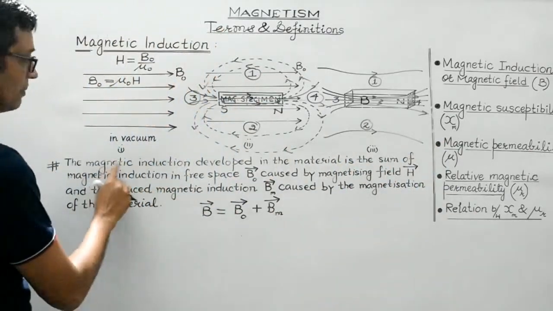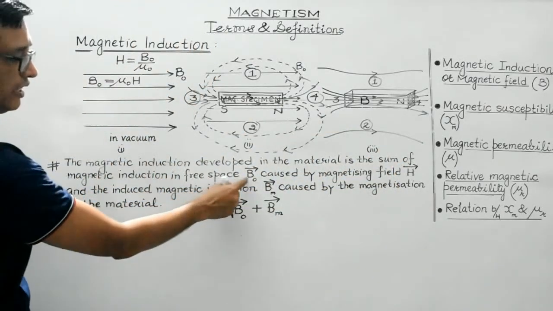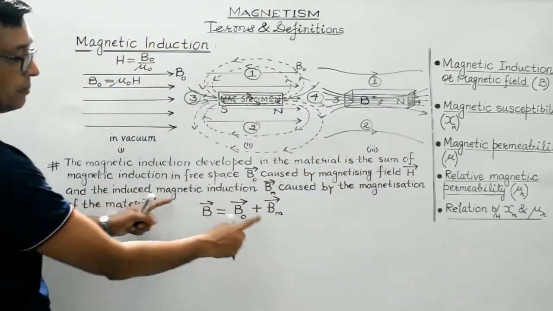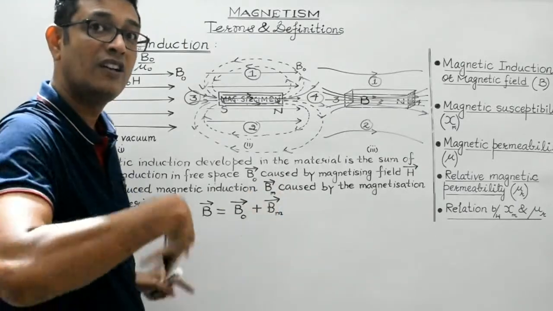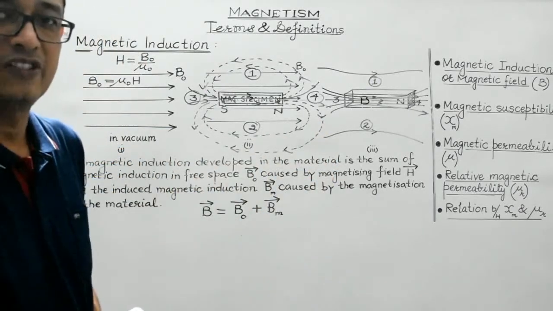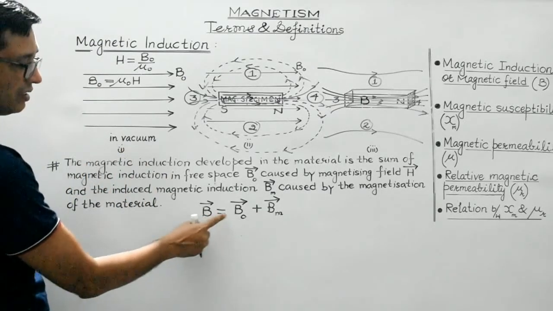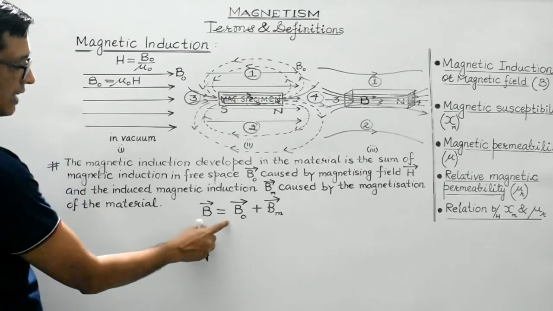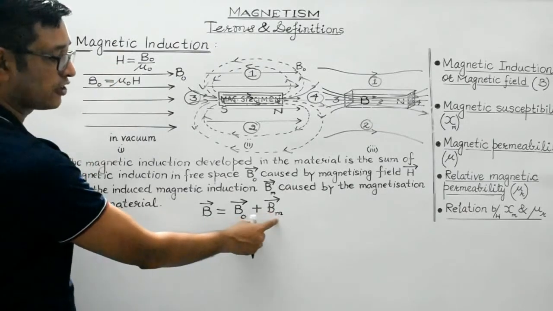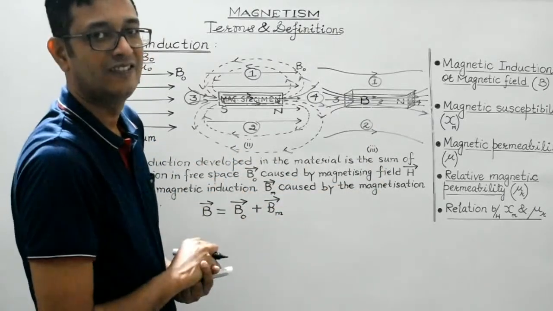So definitely the magnetic induction developed in the material will be given by the sum of the magnetic induction in the free space, which is caused by the magnetizing field H, and the magnetic induction due to its own magnetization. Students, please note down this theoretical statement. Once again I am repeating. The magnetic induction developed in the material is the sum of the magnetic induction in the free space caused by the magnetic intensity H and the magnetic induction, say Bm, caused due to the magnetization of the material, right?